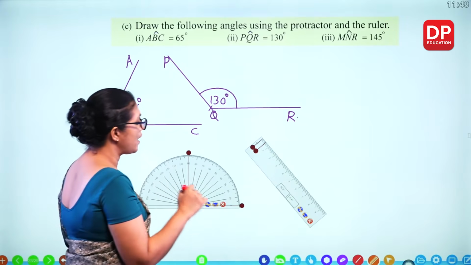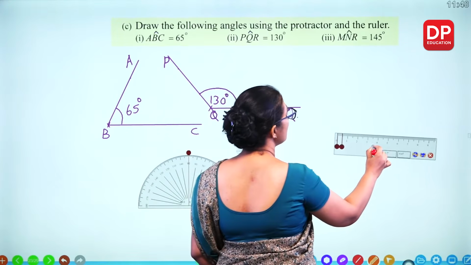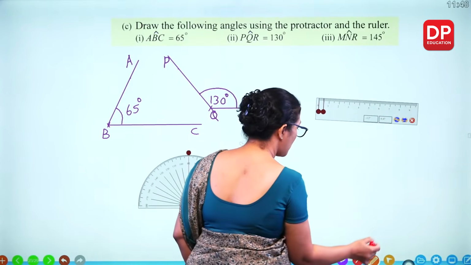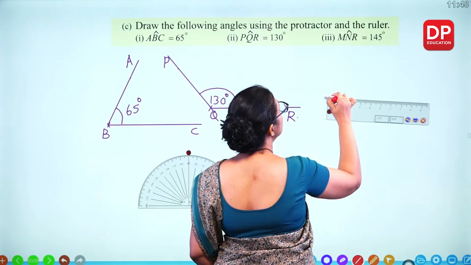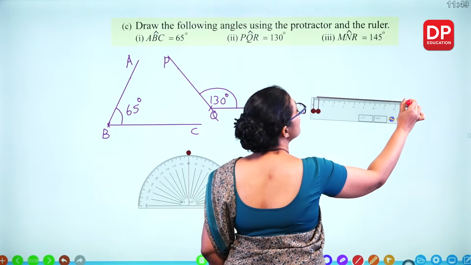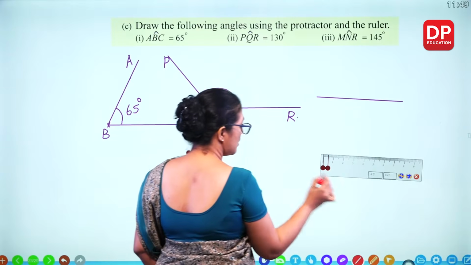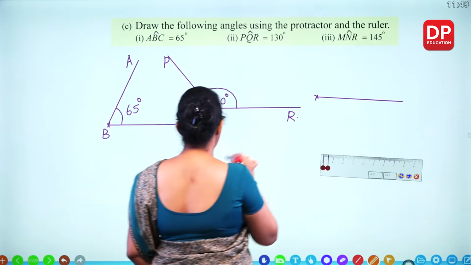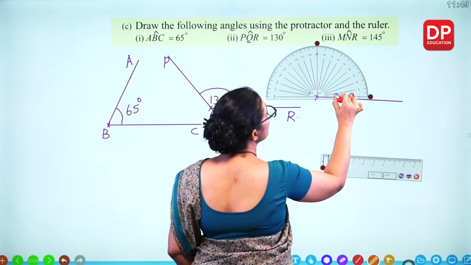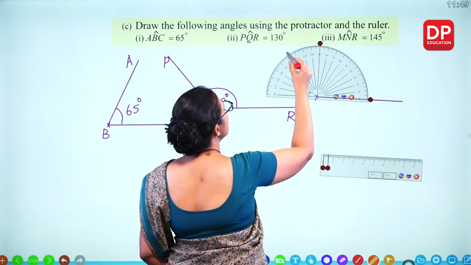MNR is 145. So you need 145 now. Draw a line. And then we need to measure. We'll take a point first here. Measure 145 degrees. 145 is here.